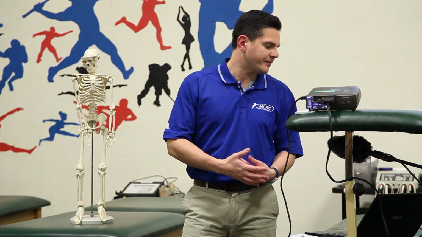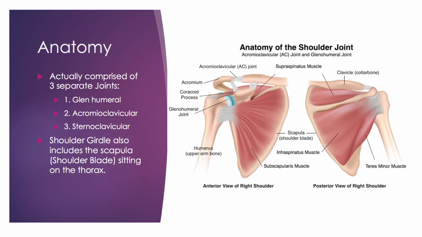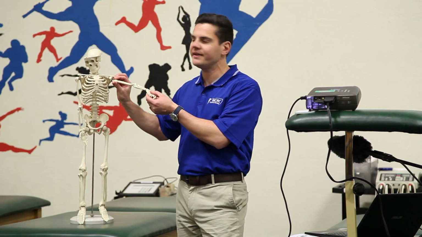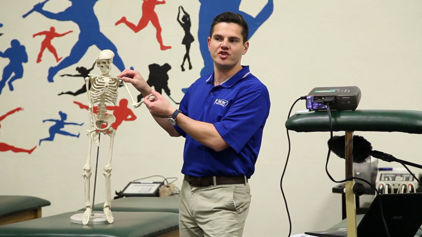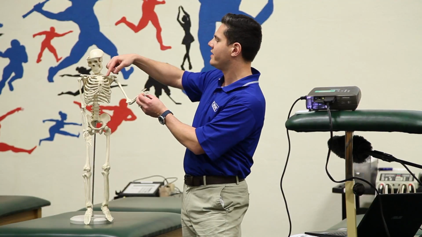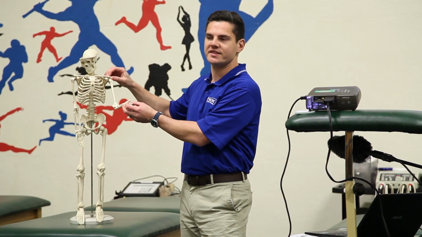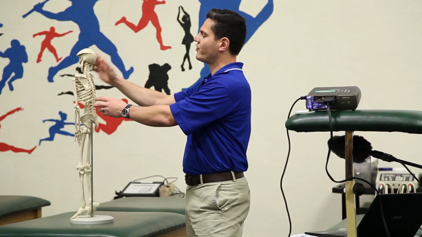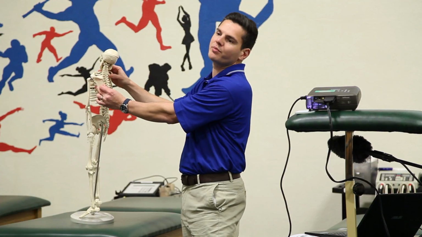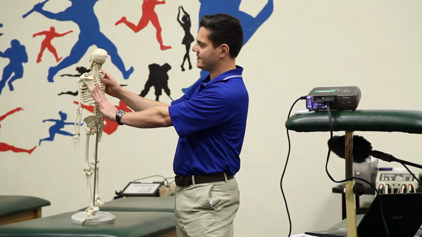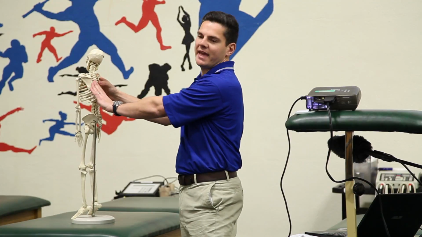First thing we're going to talk about is the anatomy of the shoulder. And a lot of times when we think about the shoulder, we just really concentrate more on the ball and socket joint of it. But in reality, the shoulder consists of three different joints. You have the glenohumeral joint, which is the ball and socket. You have the AC joint, which is the acromioclavicular joint, which is the clavicle coming together with the scapula. And then you have the scapulothoracic joint, which is the scapula, your shoulder blade, sitting on the thorax, which is your rib cage.